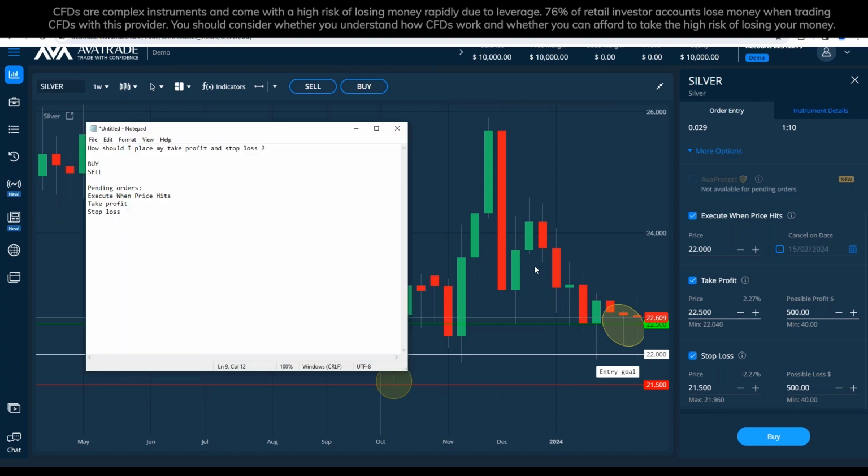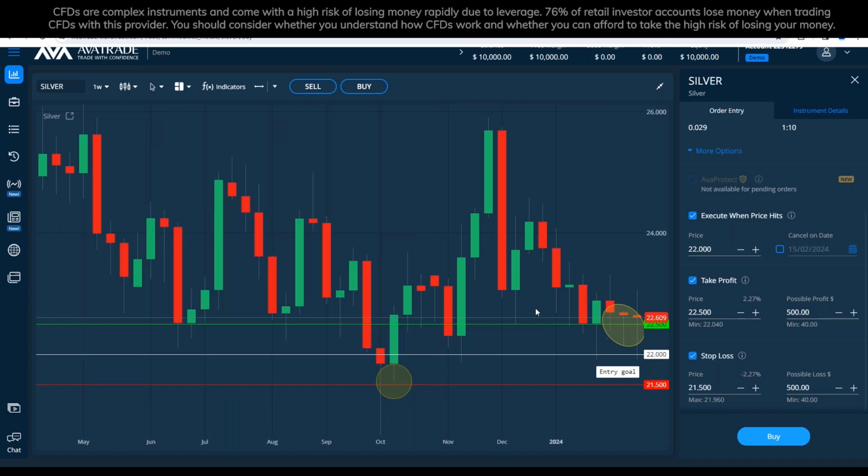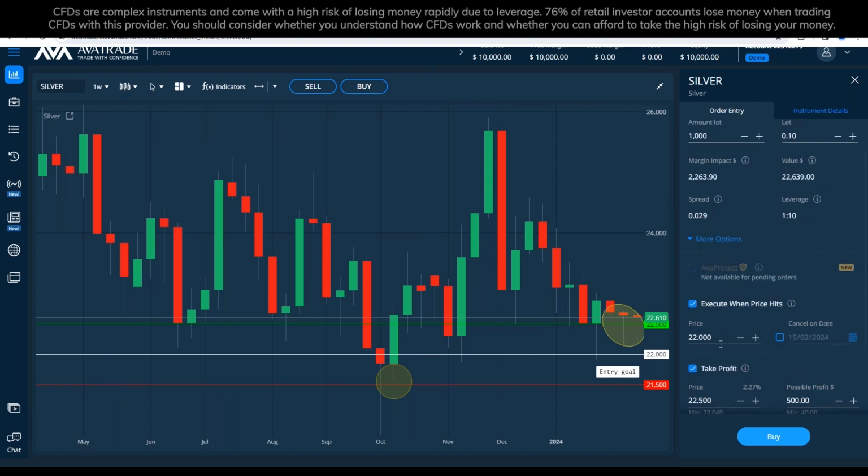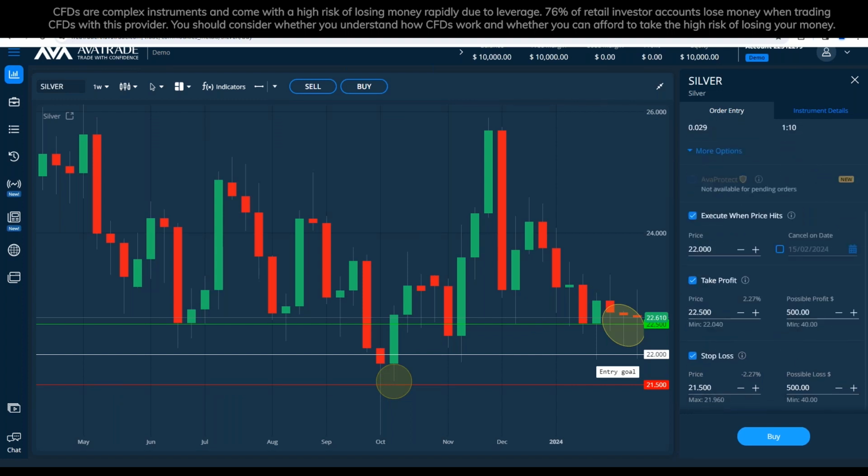Yeah, this is pretty much it. It's very simple. You can place them where you want and adjust it by the lot size and see the potential possible profit and possible loss.